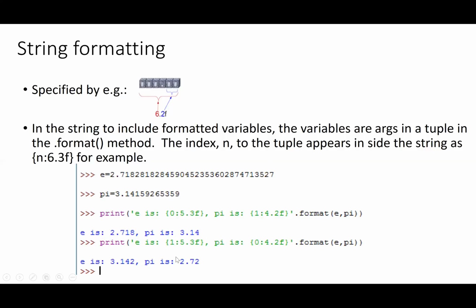Now, if I switch these indices around, so now what I've done is I've put the index 1 here instead of 0, and the index 0 here instead of 1, and run the print statement, it tells me, quite erroneously of course, that e is 3.142, formatted to this 5.3f, and pi is 2.72, formatted to this 4.2f.